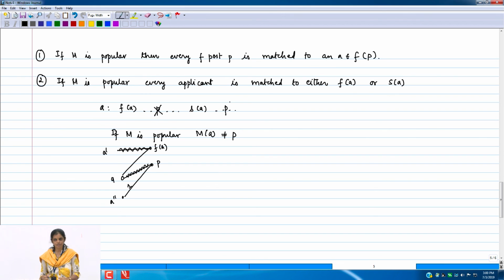So I think we will stop here. We will complete the argument and show what the algorithm does, but it is almost immediate now. We will construct this reduced graph, compute a maximum matching in this graph, and do some adjustments to make sure that all F posts are matched.